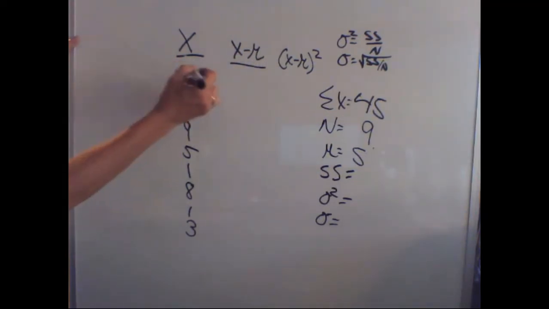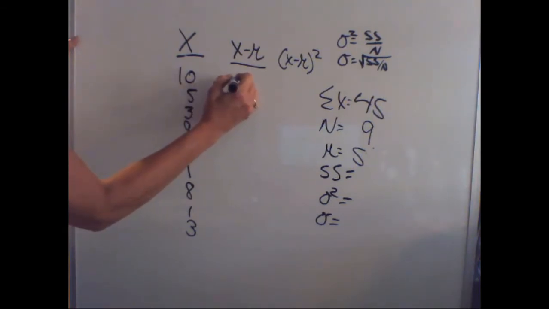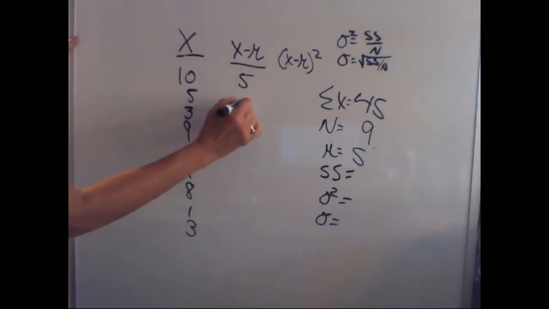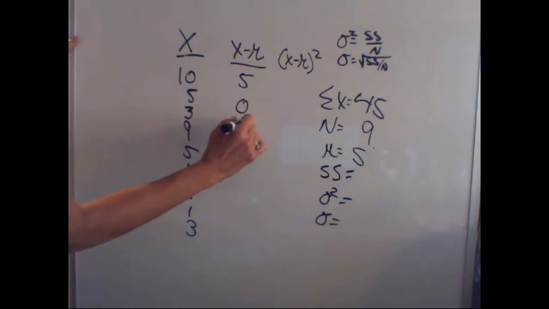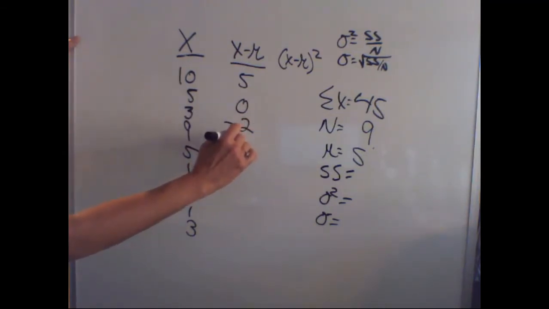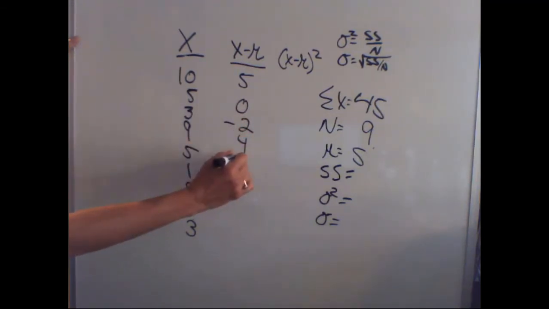Let's do that. 10 minus 5 is 5. 5 minus 5 is 0. 3 minus 5 is negative 2. 9 minus 5 is 4. 5 minus 5 is 0.